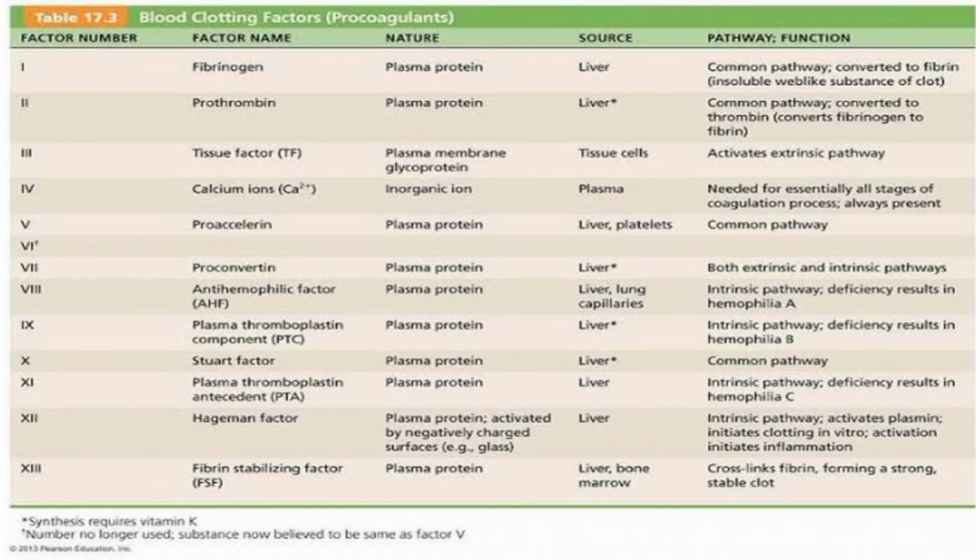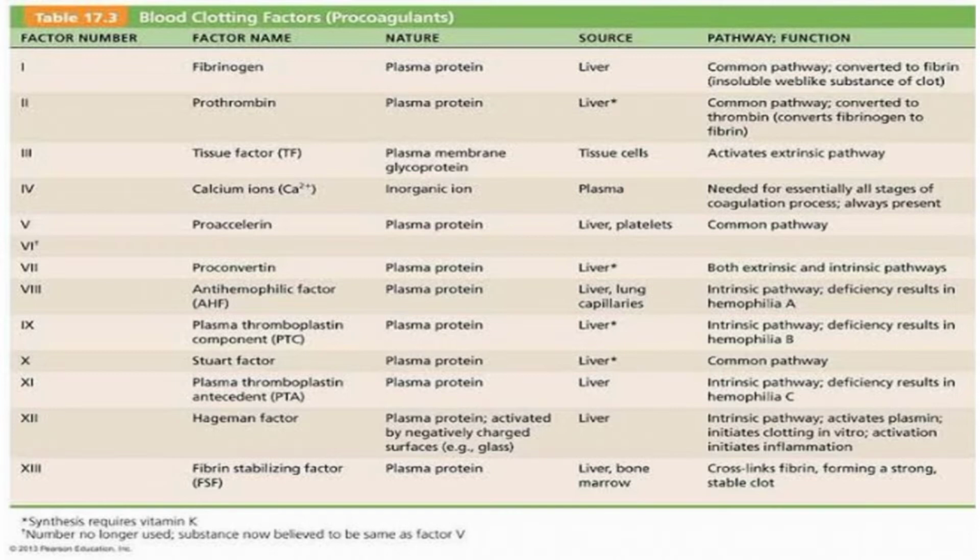And the functions of these factors are: fibrinogen will convert into fibrin, an insoluble web-like mesh that is formed on the clot. It is a type of substance. Prothrombin will convert into thrombin, which helps in the conversion of fibrinogen to fibrin. Tissue factor will activate the extrinsic pathway, and the calcium ions are essential in all the stages of the coagulation process.